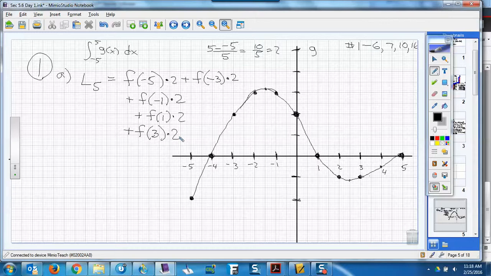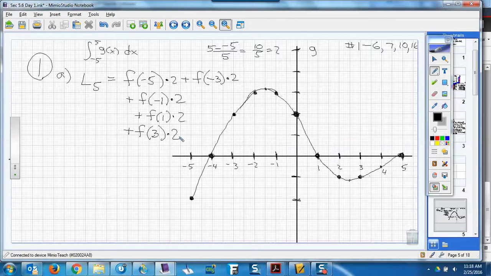Are we done? First of all, we know we're done because how many rectangles do I have here? 1, 2, 3, 4, 5. There's 5 rectangles there. That's how many I want. When you're doing left rectangles, you will not go all the way to the right edge. Your last left rectangle will be 1 width short of the far right edge.